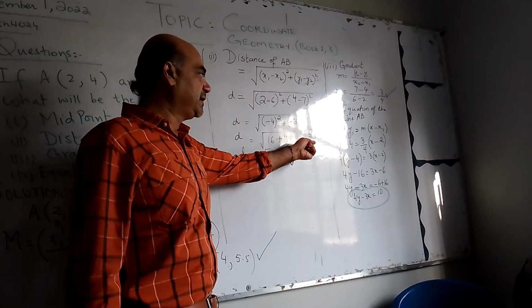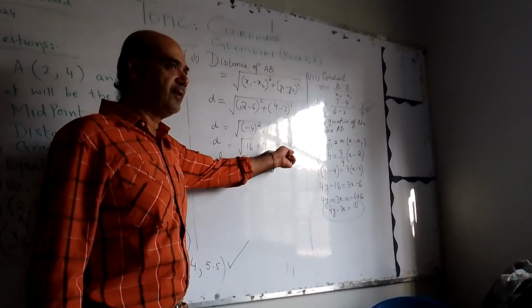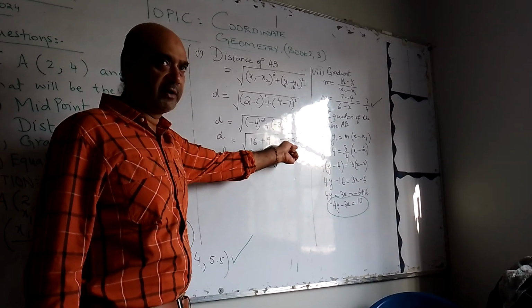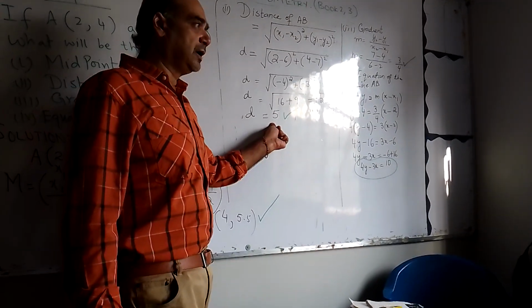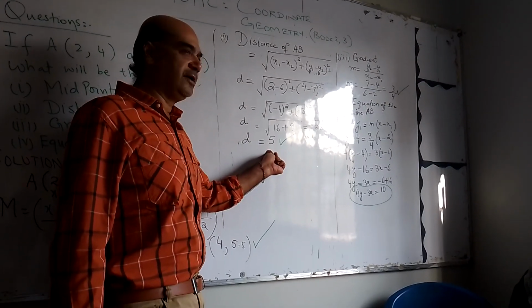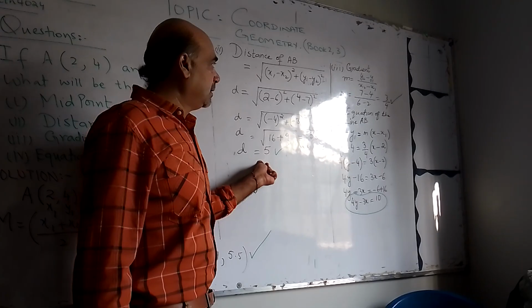If you add these, you will get square root of 25. And square root of 25 is a perfect square. So what is the value? If you evaluate, 5. So that is the distance.